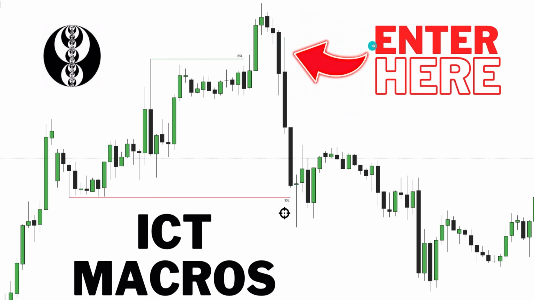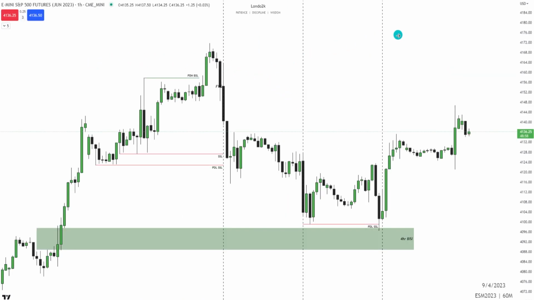In today's video, we're going to go into the ICT Macros. We're going to show you how to catch entries within the wicks of hourly and 4-hour candles to catch the daily expansion. So we're just going to start here on the weekly chart, showing you these 10 a.m. hourly candles highlighted with the vertical line. You can see the moves that occur within that 9:50 to 10:10 macro, which is my favorite, right after or during that hourly candle.